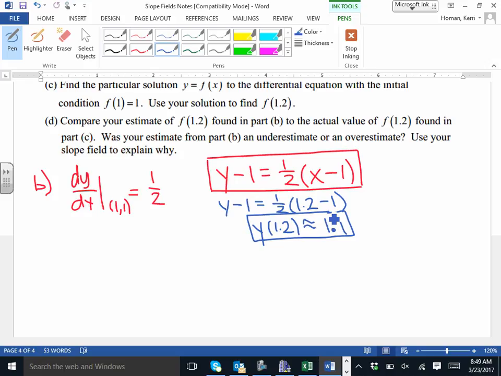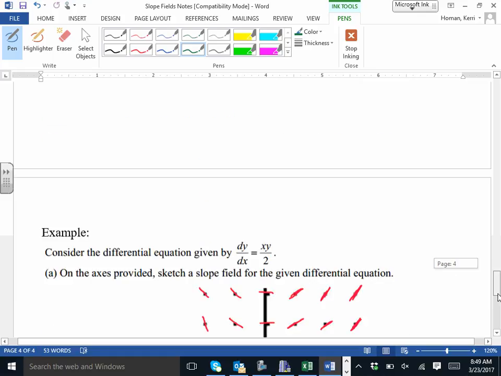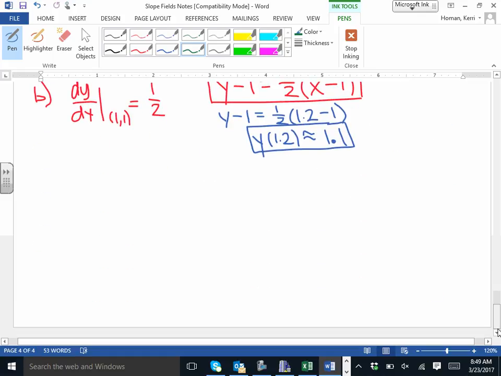Okay. All right, so now for part C, we're actually going to find the particular solution and then plug in 1.2. Okay? So this is what we did 2 days ago. Oh, I'm just kind of struggling here. Okay? So we need to do a separation of variables. We have dy dx equals xy over 2, right? So to separate variables, we can divide the y over and multiply the dx over.